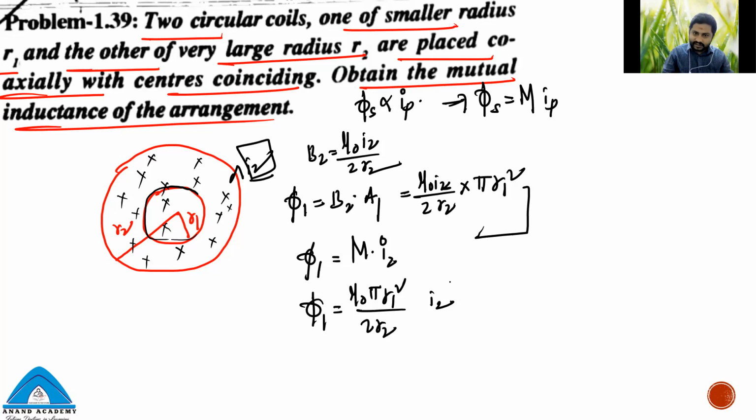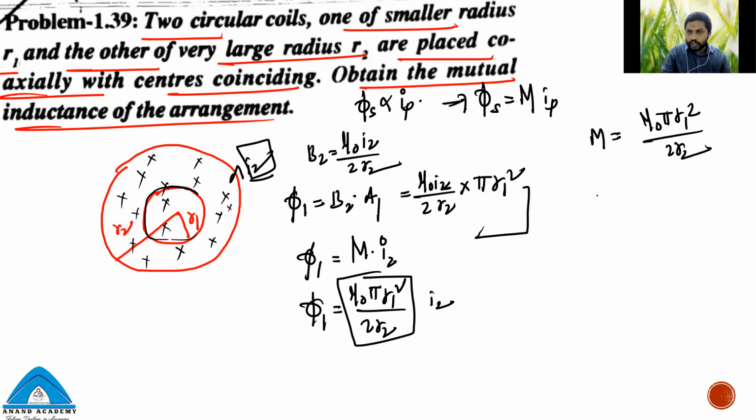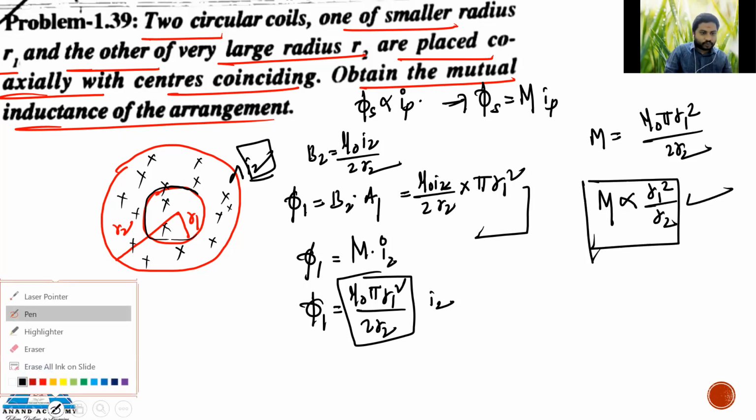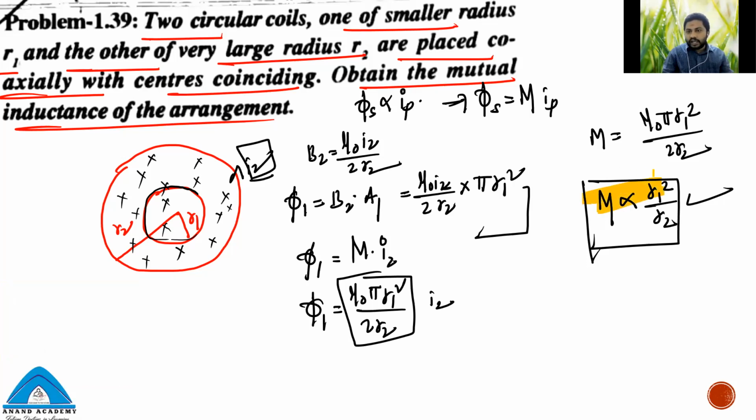Sometimes the questions will be asked like this, my dear. Okay, let me write. So this is the mutual inductance, M is equal to mu naught pi R1 square divided by 2R2. So the mutual inductance of the arrangement is directly proportional to R1 square by R2. Sometimes these kinds of questions also will be asked. It's more like theoretical, but you should go according to the options, right? Clear? So this is about mutual induction also.